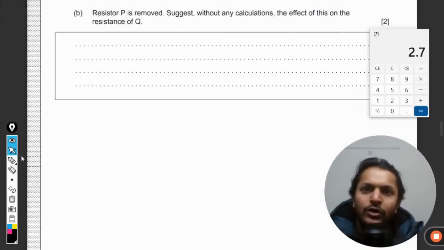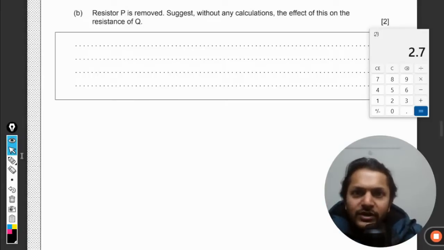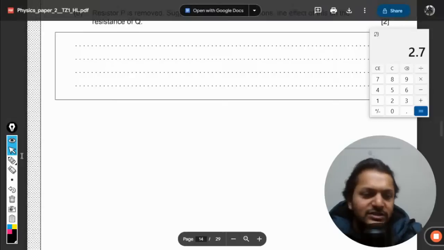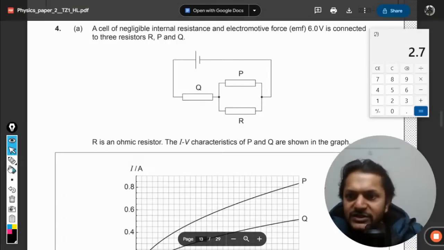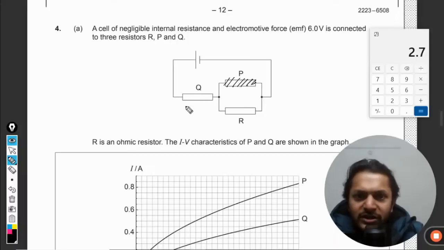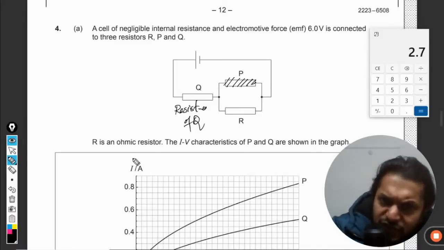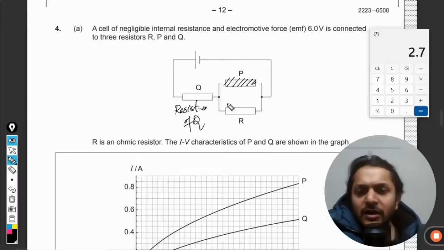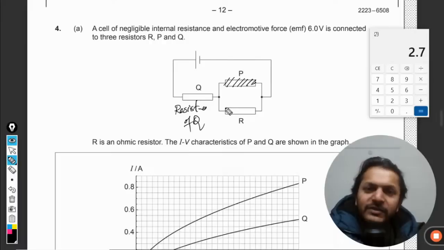Resistor P is now removed. Suggest without calculations the effect of this on the resistance of Q. Now P is removed. What is the effect of this on the resistance of Q? Okay, so P is removed, which clearly means that the R equivalent will increase.